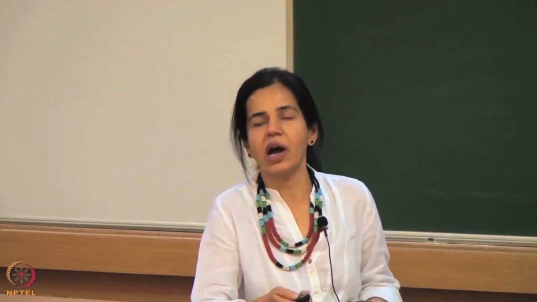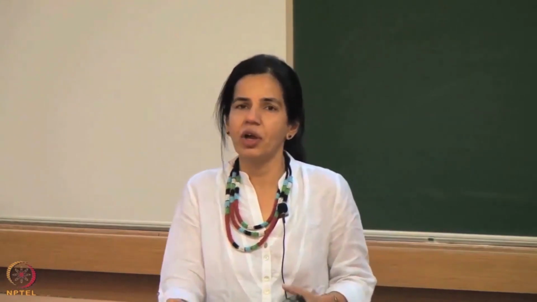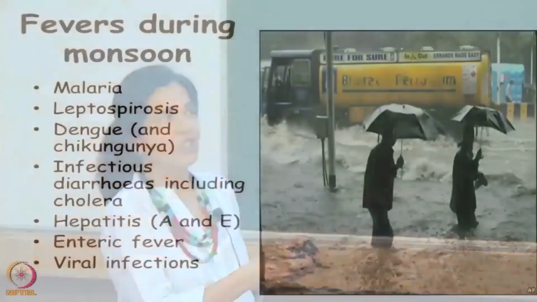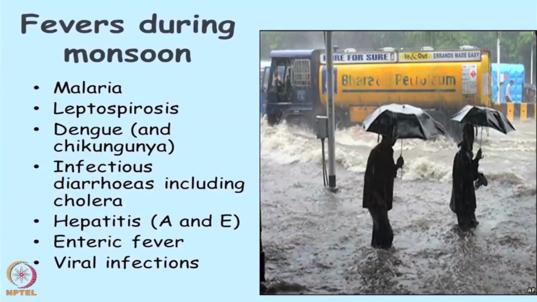Now, during the monsoons, as I'm sure you all must be aware, after the 2005 deluge, we literally have a deluge of all these illnesses which we collectively call monsoon-related illnesses. These illnesses are malaria, lepto, dengue, this time we have chikungunya also, infectious diarrheas including cholera, hepatitis A and E, enteric fever which is your typhoid, viral infections. Now, all these infections unfortunately have overlapping signs and symptoms.